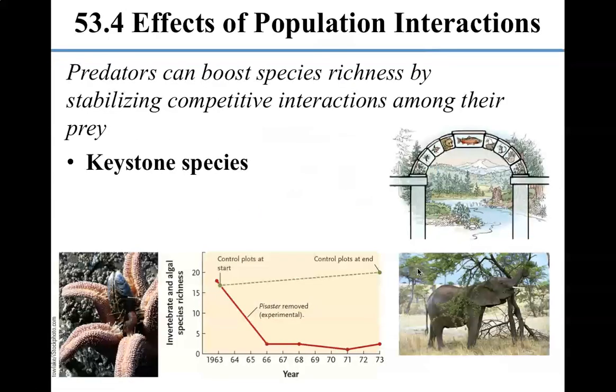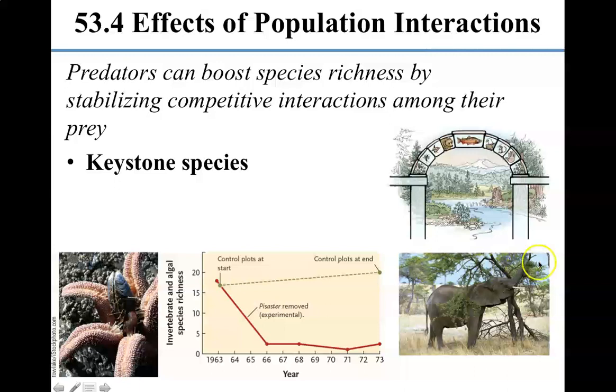So therefore, we can classify some organisms as keystone species. A keystone species is basically a species that has a greater effect on community structure than their numbers might suggest. All right, so let's break down what the term means, and then I'll give you an example.